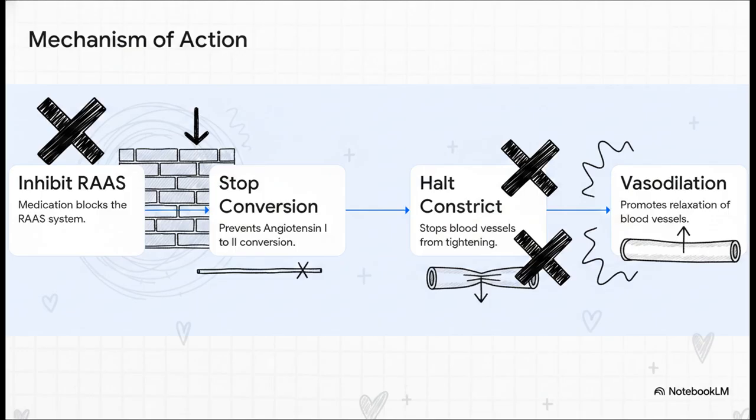Step 1, the medication comes in and inhibits the RAS system. Specifically, in step 2, it throws up a giant roadblock, totally preventing the conversion of angiotensin I into angiotensin II. Now, because we've stopped that conversion dead in its tracks, step 3 happens. We stop vasoconstriction. We are literally keeping those blood vessels from clenching up, which naturally leads us to step 4. Instead of constricting, we promote vasodilation. The vessels just open up and relax. This exact cascade, that's the secret sauce behind everything these drugs do.